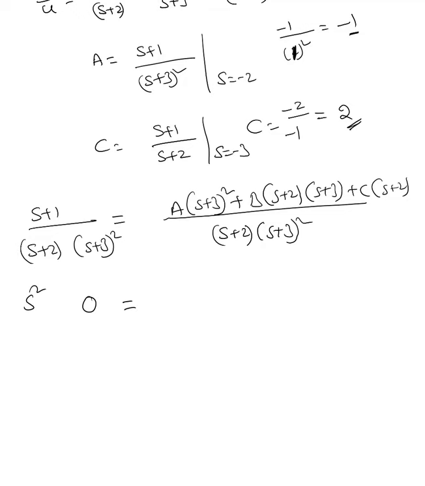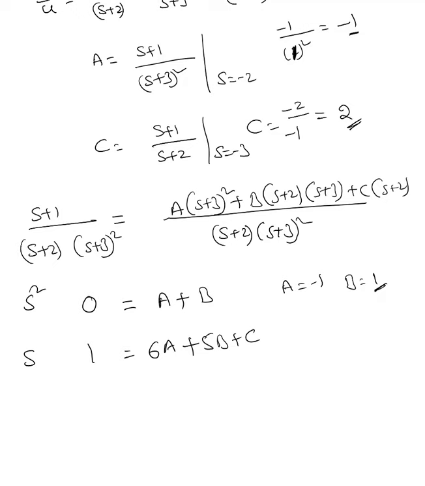Here I have a s squared plus b s squared, a plus b equal to 0. I already know a equal to -1, so b must be +1. If you don't know the c value, again you can equate other terms like the constant or the s term. So if I equate the s term, here I have s, so 1 equal to s squared plus 6s plus 9, right? So you will end up with 6a plus 5b plus c must be equal to 1.